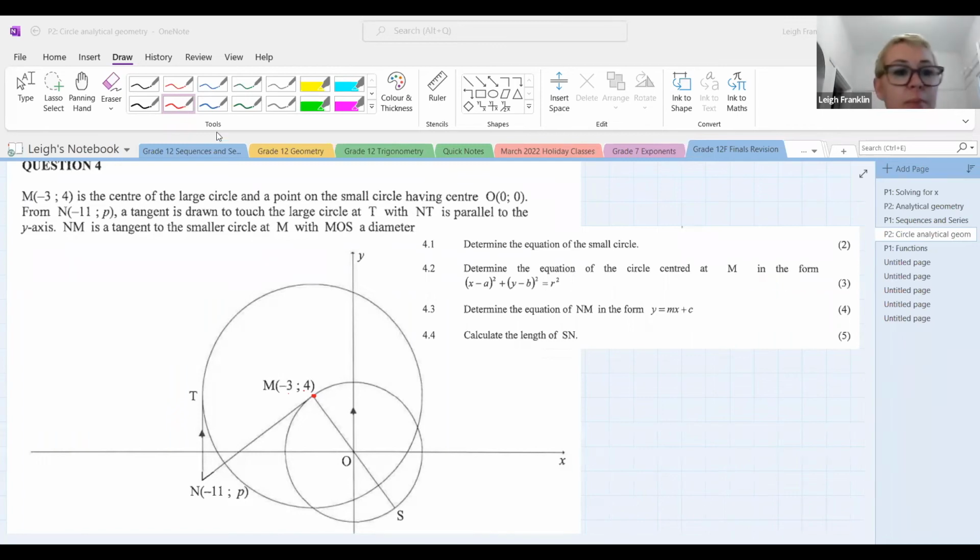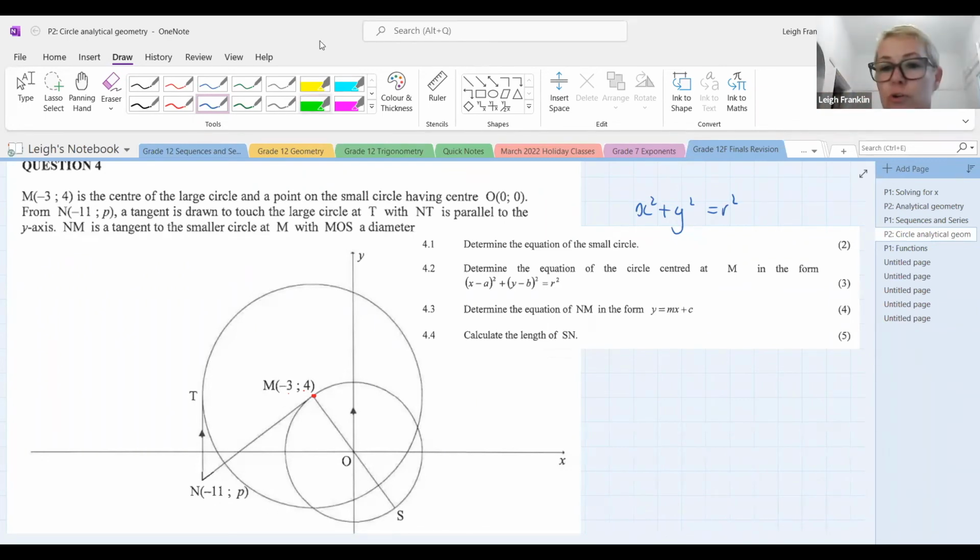What I really love about what you've said, Diana, is that you've said that the equation of the smaller circle has to be in the form x squared plus y squared equals r squared. Now, those are circles that are centered at the origin, isn't it? I think it is. Yep, it is.